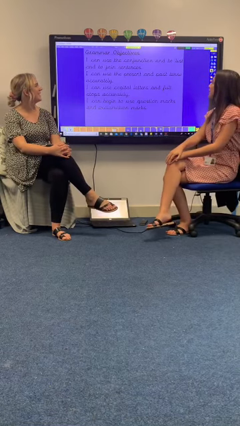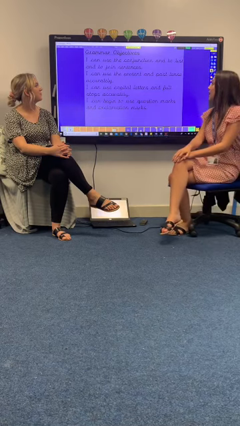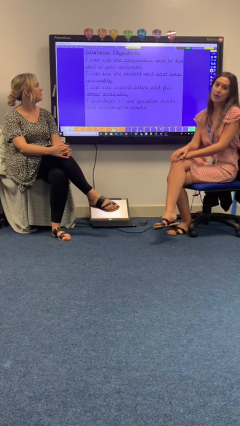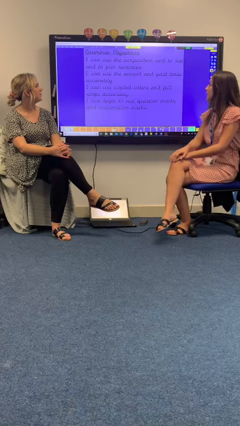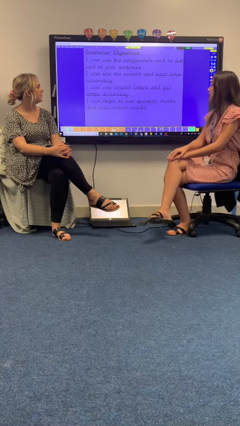Grammar objectives. Can they use the conjunction 'and' to list and to join sentences? Can they use the present and past tense accurately within their writing? Can they use capital letters and full stops accurately? This is something we've been covering recently. And can they begin to use question marks and exclamation marks and realise when this should be used rather than a full stop?